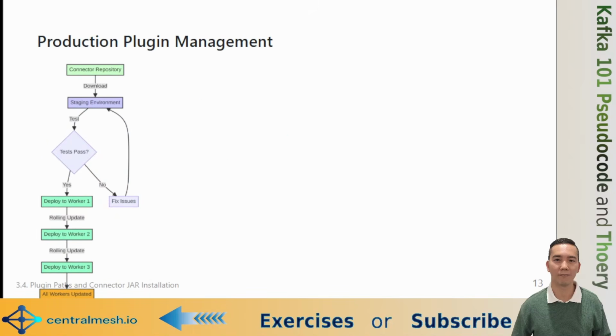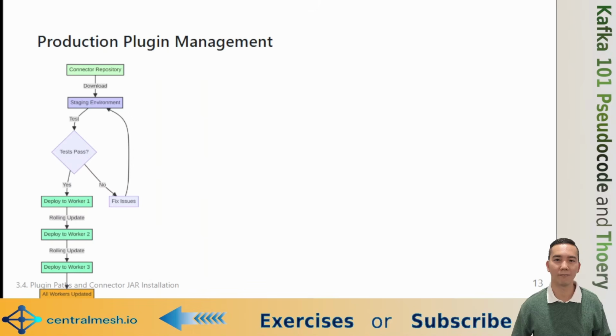This diagram illustrates a typical production deployment workflow. Everything starts with a central connector repository where approved connector versions are stored. Rather than deploying directly into production, new connector versions are first installed in a staging environment. Comprehensive testing is performed to verify compatibility, functionality, and performance. If the test fails, we fix the issues and repeat the testing process. Only after the connector passes validation, we begin the deployment to production.